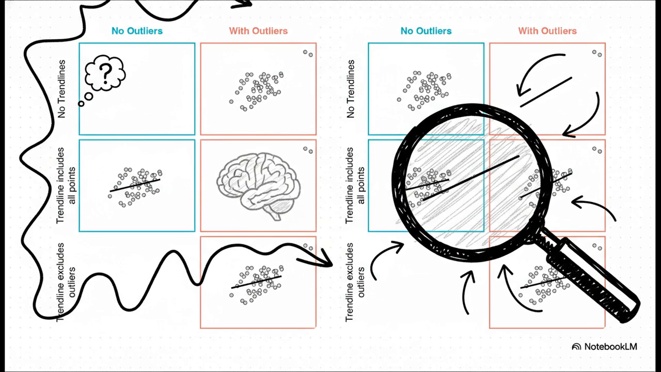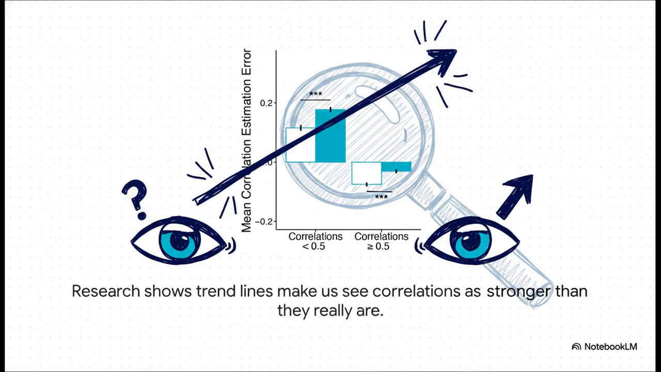Now be honest, which one feels like it has a stronger, more convincing correlation? For almost everyone, it's the one on the right. That simple little line has a really powerful psychological effect. And yep, your gut feeling is right on the money. The research confirms this again and again. Adding a trend line consistently makes people perceive the relationship in the data as stronger than it actually is.